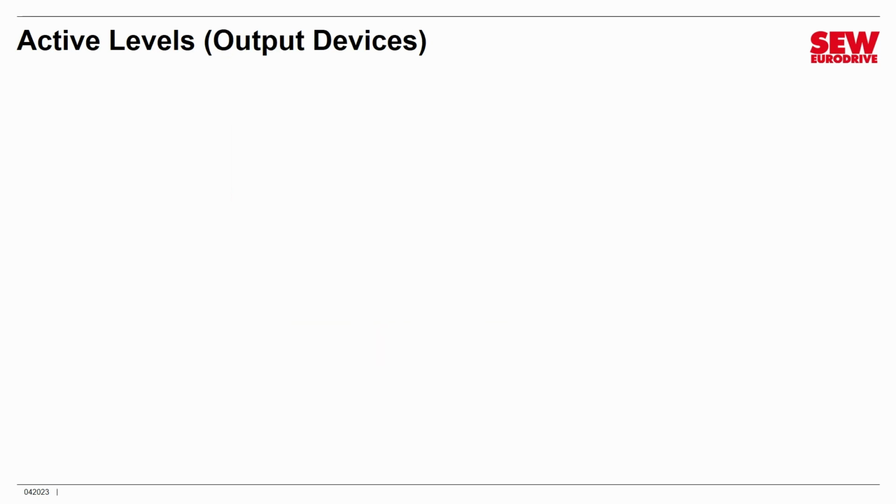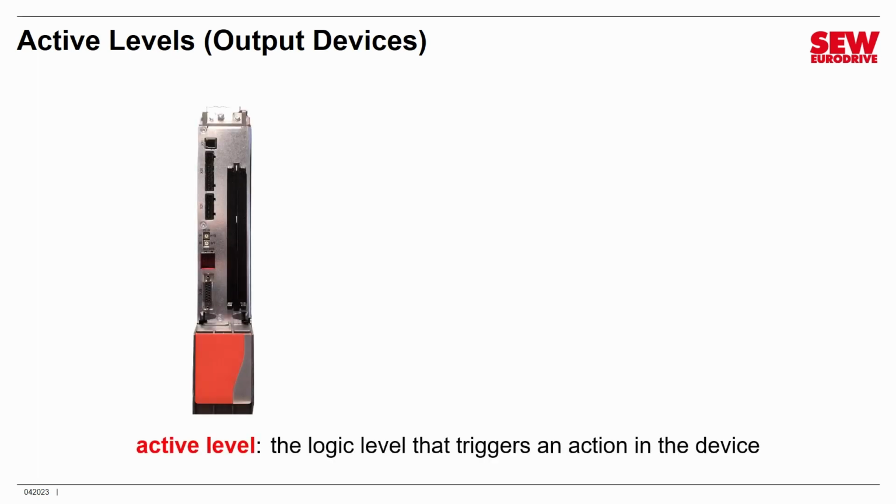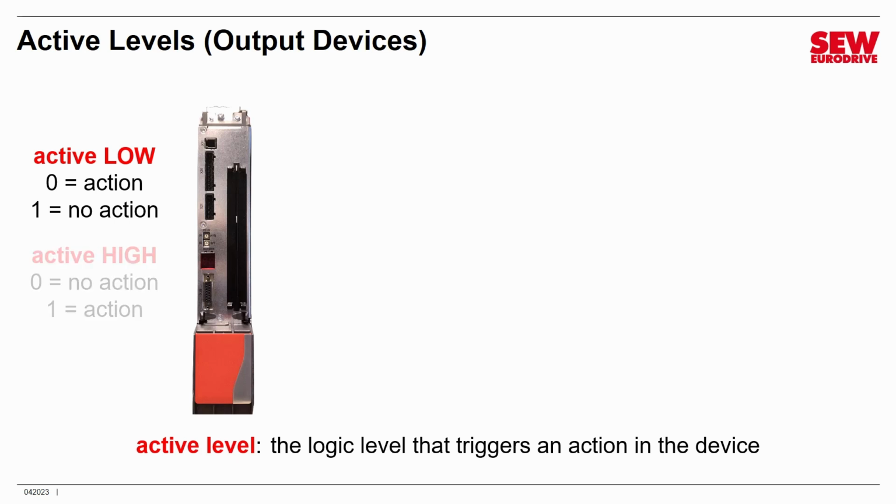Now let's talk about output devices that receive a digital signal into them, and that signal triggers an action of some kind. They too have active levels, and it means exactly the same thing, the logic level that triggers an action in the device. And it's the same rules. Active low, if you send it a 0, a low voltage, that triggers the action. If you send it a 1, it means there's no action. Active high is just the opposite. If you send it a 0, it means don't do anything. If you send it a 1, it means perform whatever you're designed to do.